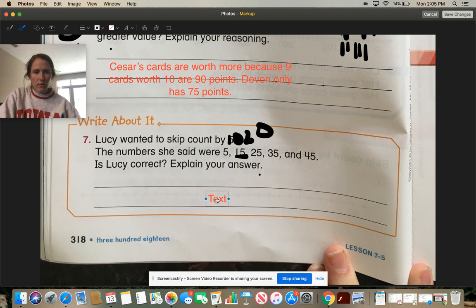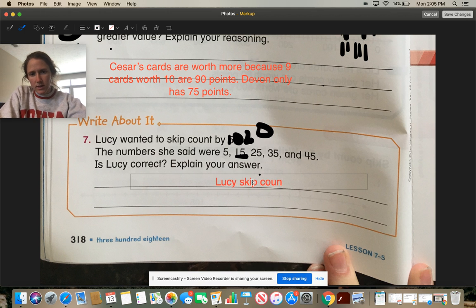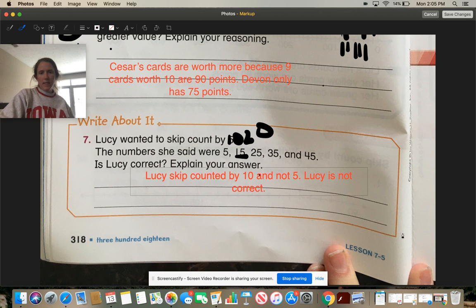So how is Lucy incorrect? Lucy skip counted by 10 and not 5. Lucy is not correct. So hopefully that helps you guys with skip counting.